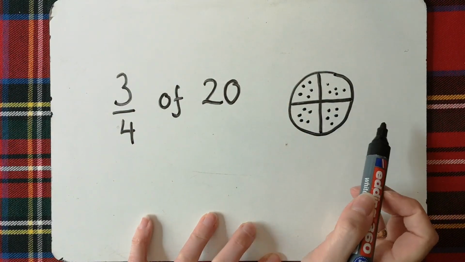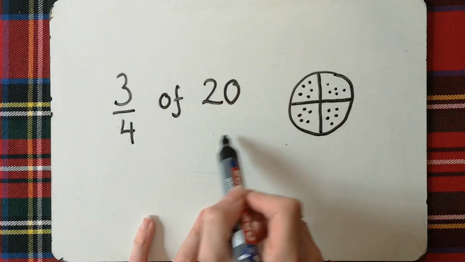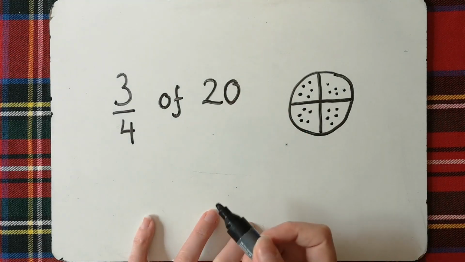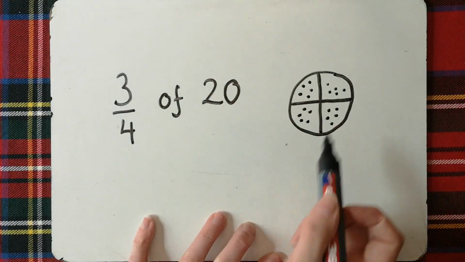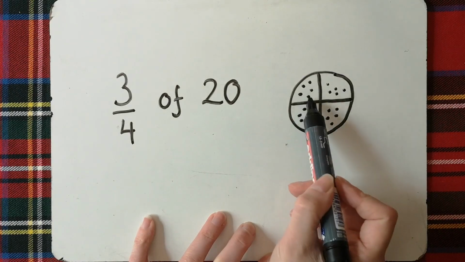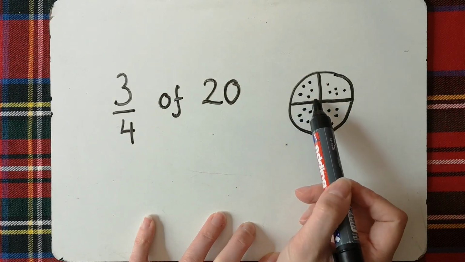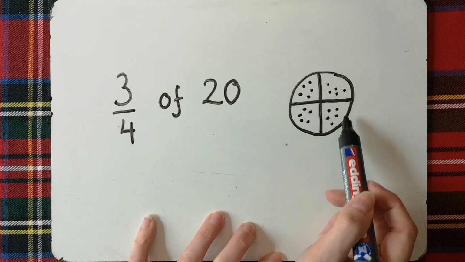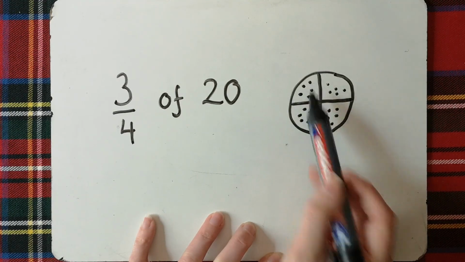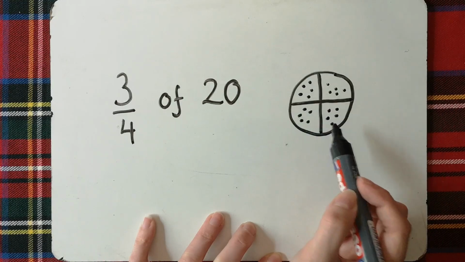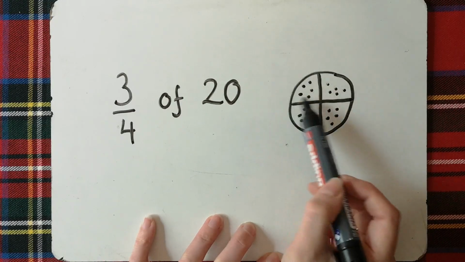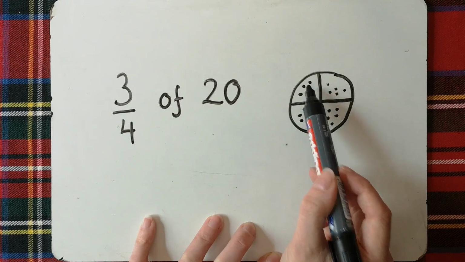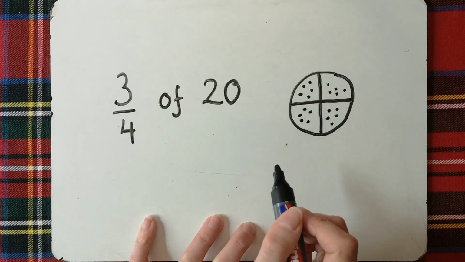Okay, so that's what we did last time: we divided our amount by our denominator to find out 1/4. I want to find out 3/4. I know that 1/4 has 5 dots in it. So I could count all the dots if I needed to, or I could count in 5s to work out what 3 of those sections would be, or times my 5 by 3: 5, 10, 15.